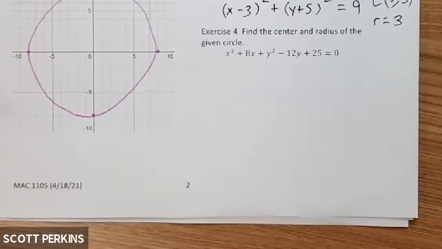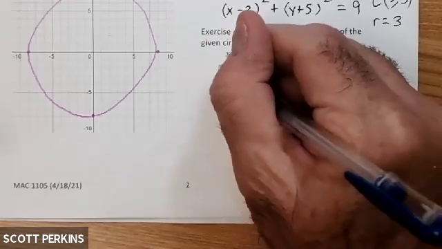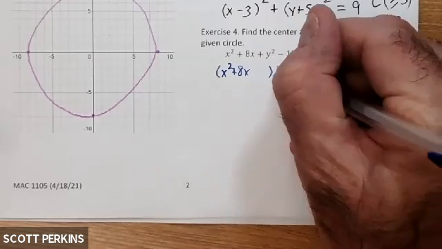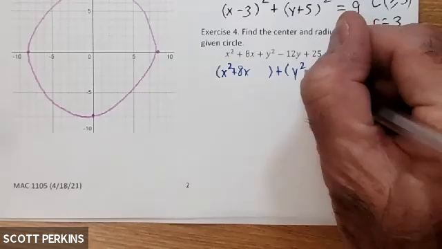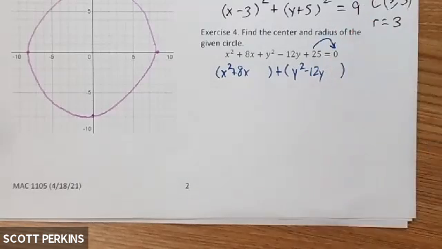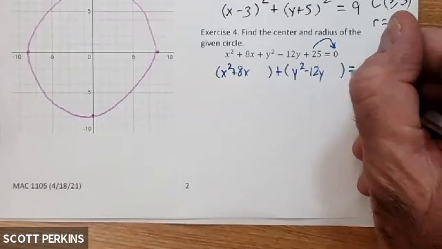All right, just for time's sake, I'm sorry, I'm not meaning to make you feel rushed or anything. So first step, I'm going to group those x's and y's. I'm going to put that number on the other side. So I've got the x squared plus the 8x. I'm going to leave a little space. And then I've got plus the y squared minus 12y. I'm going to leave a little space. I'm going to take this 25 and put it on the other side. So that is equal to negative 25.